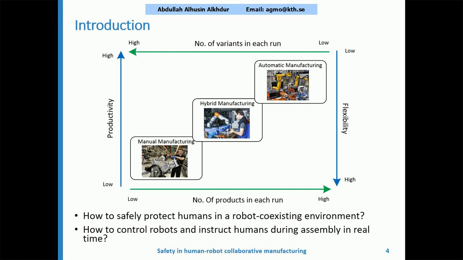In addition to that, there's two main questions that, if we want to go into the direction of collaborative manufacturing, the first one is how to safely protect human in a human robot coexisting environment, how to control the robot and instruct the human during an assembly operation in real time to both avoid collision with the human and fulfill the tasks that is required from the robot.